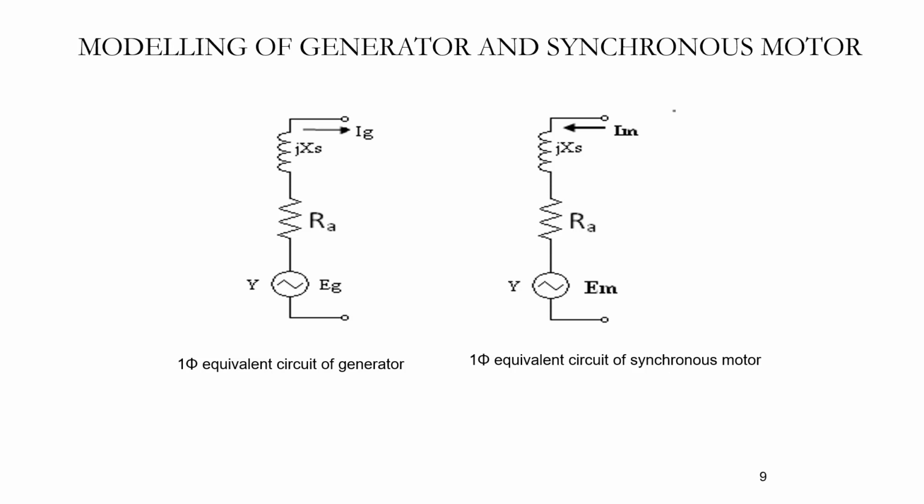The generator is represented by the generated voltage EG, internal armature resistance RA, and reactance jXS. See the direction of current. The current is taken from the generator. This is the equivalent circuit of a generator. Let us see the equivalent circuit of a synchronous motor. The motor takes the current IM, which flows through the reactance and armature resistance, and the back EMF is EM.